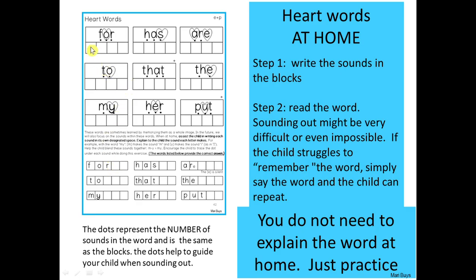And then you can write it, or he can write it, and he can practice reading the words underneath. Okay, so the dots is just to give the child an idea how many sounds there are. For example, let's look at the word R.